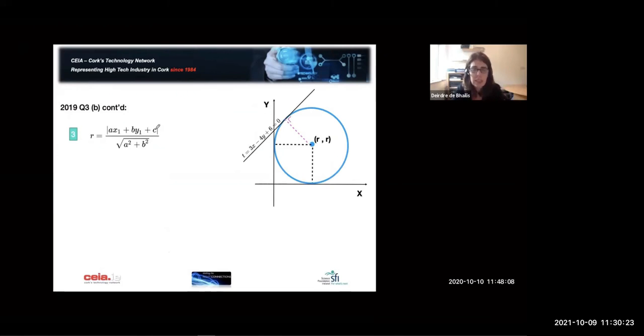So we can say the radius is equal to that perpendicular distance formula. What line are we dealing with in this case? We're dealing with the line t is equal to 3x minus 4y plus 6 equals 0. And the point we're dealing with is the center of the circle. So again, it's always good practice to write down exactly what those parameters are before populating the equation. And that is A is equal to 3, B is equal to minus 4, and C is equal to 6. And x1 is equal to R, and y1 is equal to R.